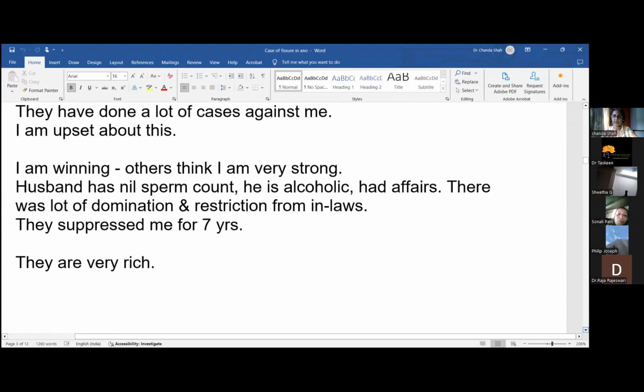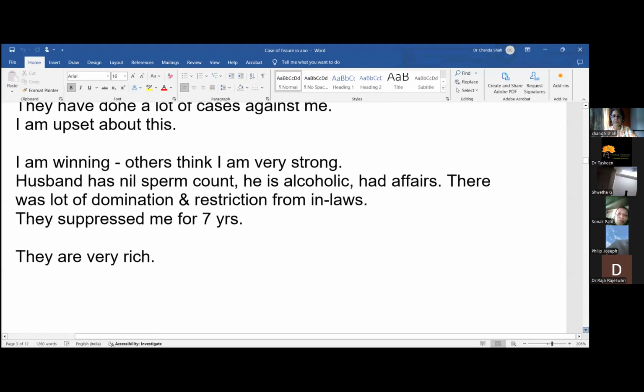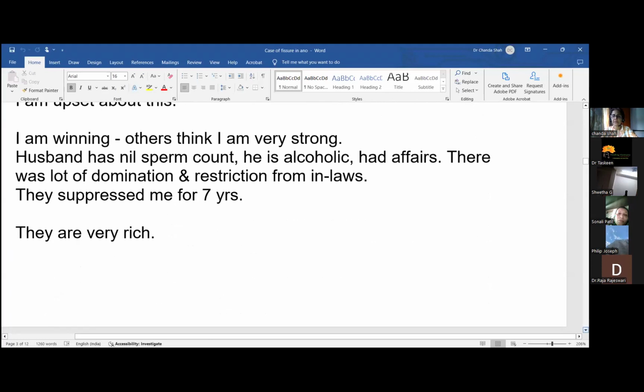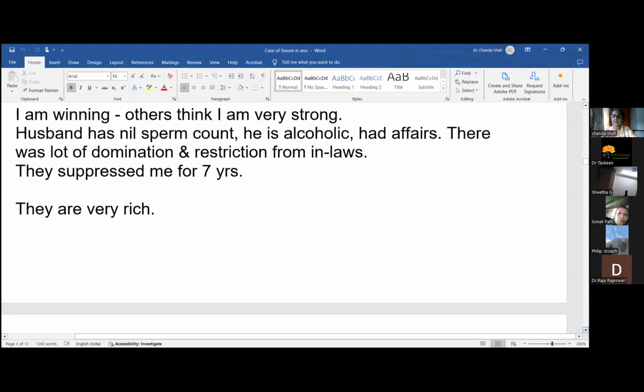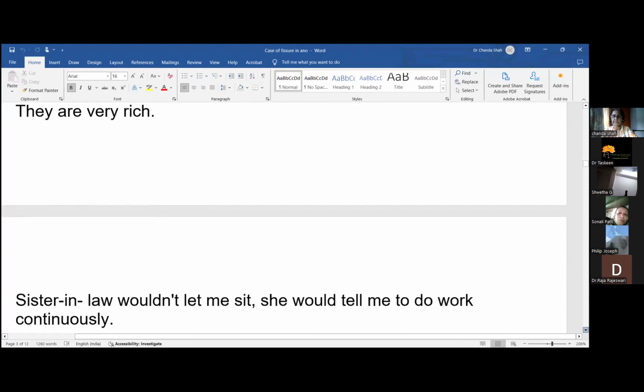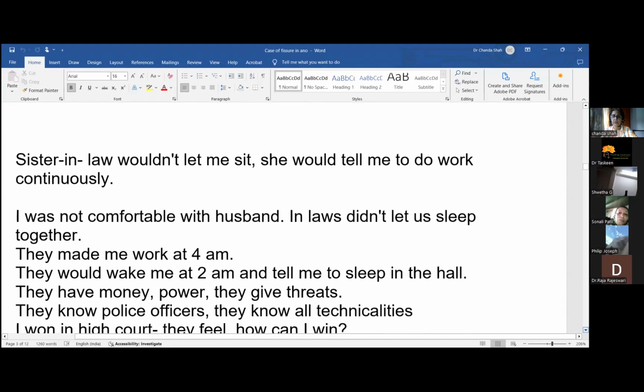I'm winning. Others think I'm very strong. My husband has nil sperm count. He's alcoholic. He had a lot of affairs. There was a lot of domination and restriction from in-laws. They suppressed me for 7 years. They are very rich. My sister-in-law would not let me sit.